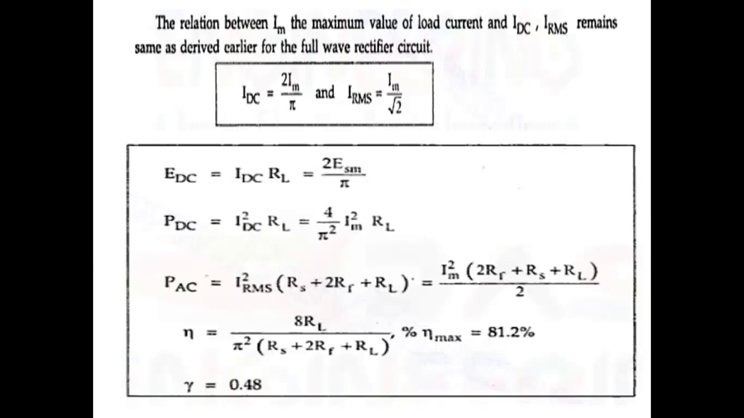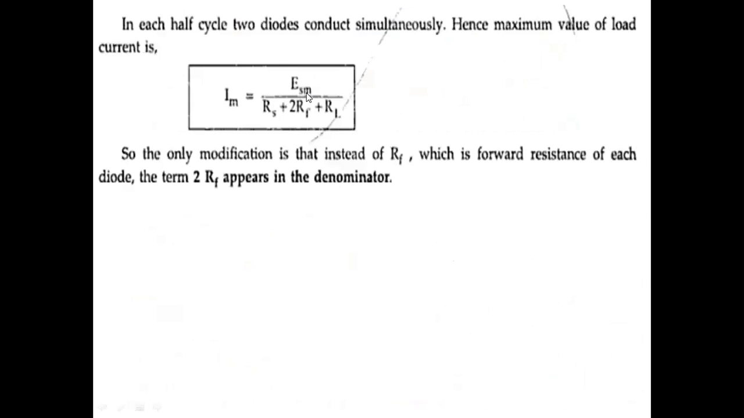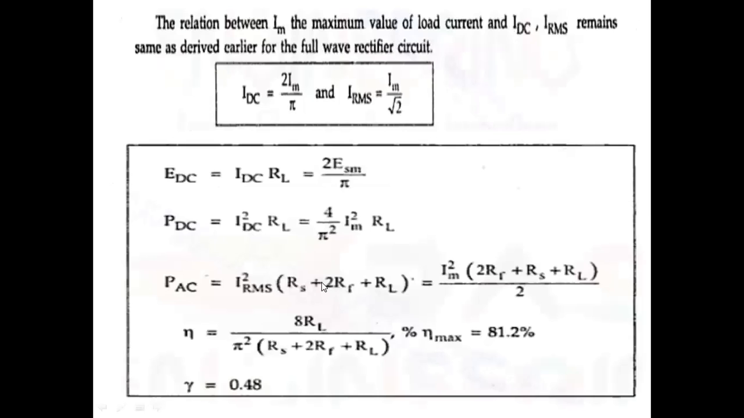There is only one change, that is Im equals Esm by Rs plus 2Rf plus RL. Previously we had only a single Rf, the forward resistance of the diode. Here we have 2 Rf because the current is flowing through 2 diodes, so the forward resistances of 2 diodes will be added. That's why in the denominator of Im we have 2 Rf instead of a single Rf. That is the one difference, and all the remaining equations are the same.